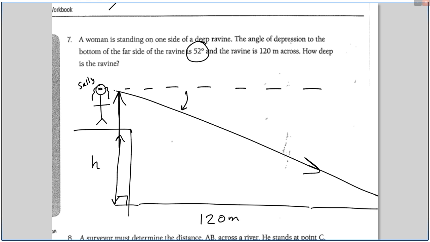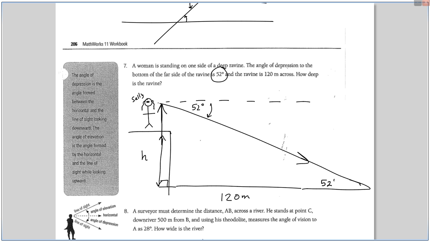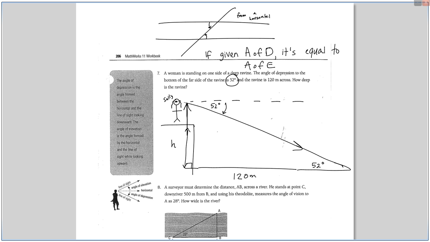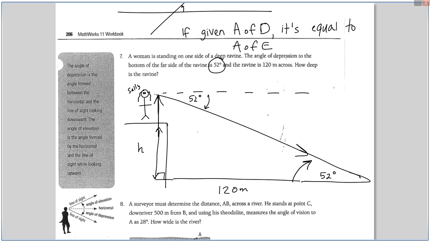So it's over here. This is 52 degrees. And it's the same as this one over here. This is 52 degrees. So what I always tell students, if they give you angle of depression, just imagine it's angle of elevation. Question? Yeah. Okay. So I'll just put that in here. If given angle of depression, it is equal to angle of elevation. So just use that. Because I think most kids are more comfortable with angle of elevation.